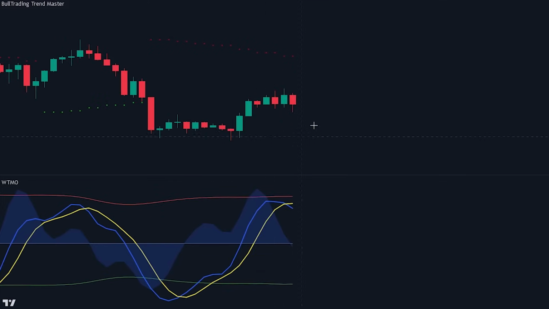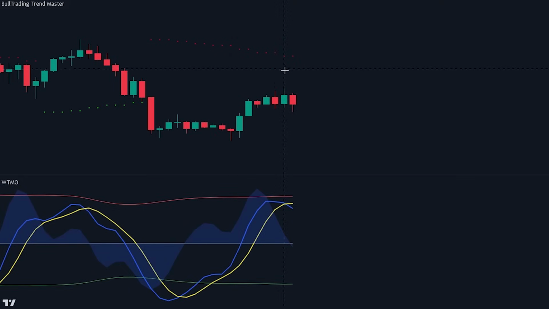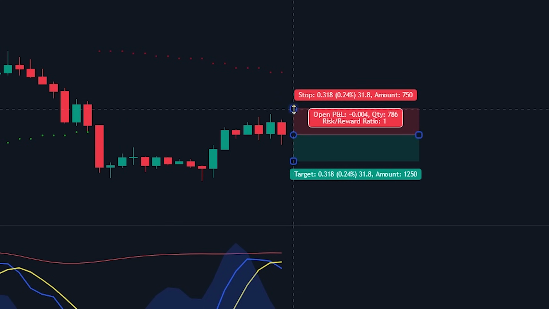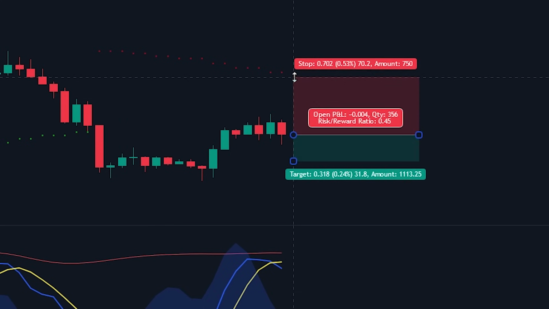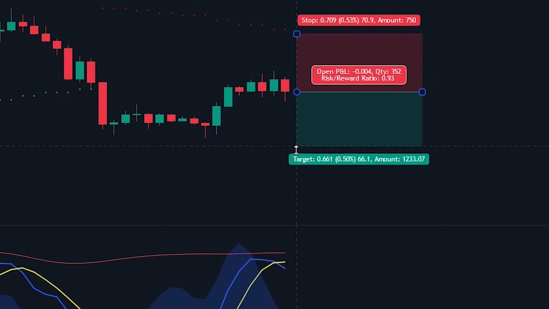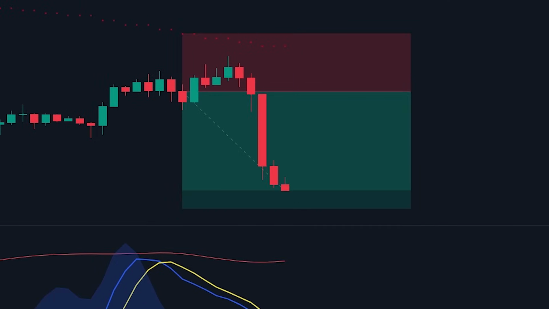Here we can see that the bull trading SAR dots are plotted above the price action, indicating that we are in a bearish trend. Along with this, we can see that the lines on the WTMO indicator made a bearish crossover while being above the zero line. Both of these signals indicate that it's a good idea to enter into a position, so let's enter into a sell position here. We will be placing the stop loss at the recent swing high. For the take profit, we will be targeting a 2 times risk-to-reward ratio. Now let's see how the trade plays out.